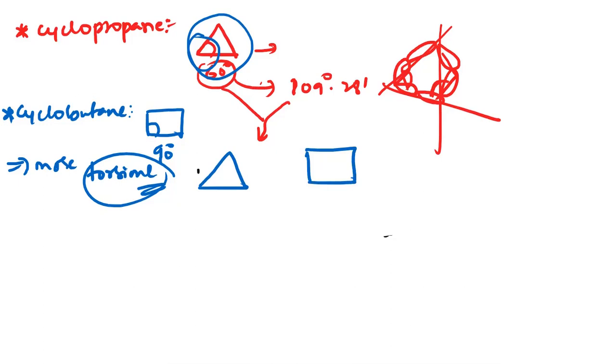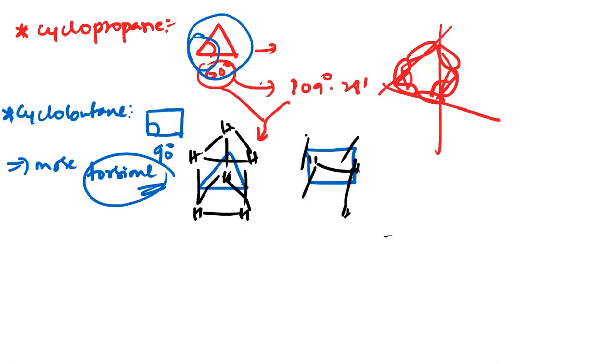Now you can get it by just drawing these here. You can see 1, 2, 3, so almost 6 eclipses. In cyclobutane, you can see almost 8 eclipses. That's why cyclobutane experiences higher torsional strain than cyclopropane. To relieve the ring strain, cyclobutane attains a non-planar, bent structure. We can say a butterfly-like structure is observed for cyclobutane.